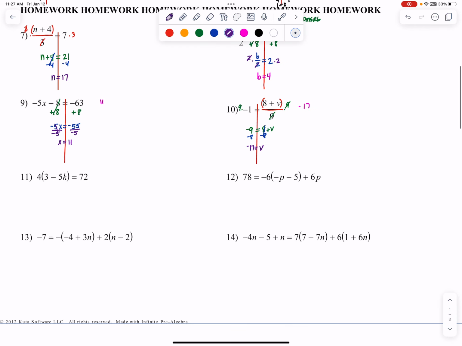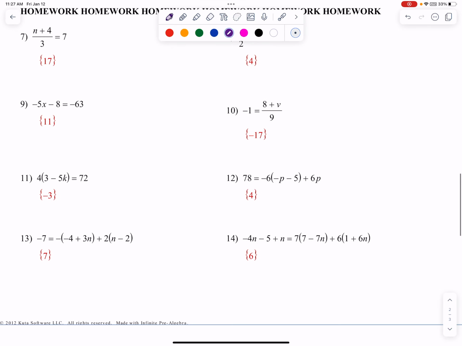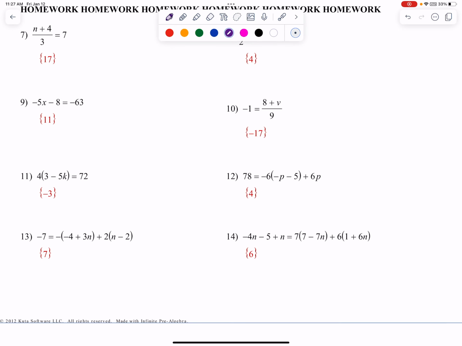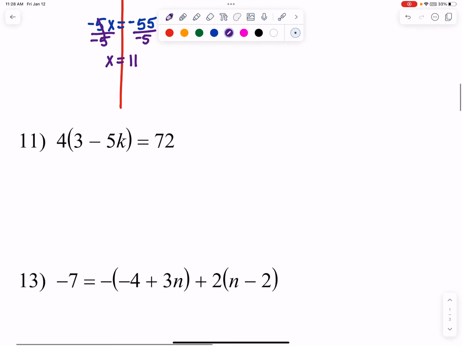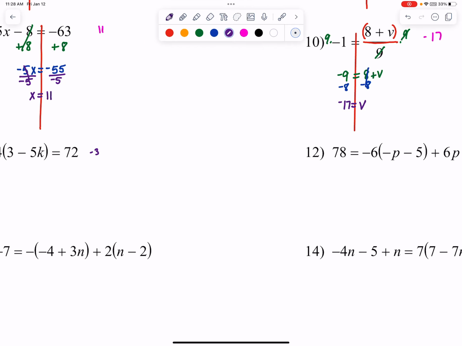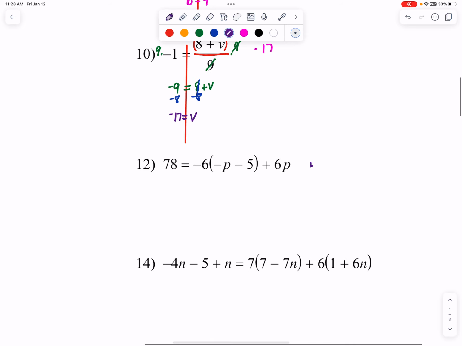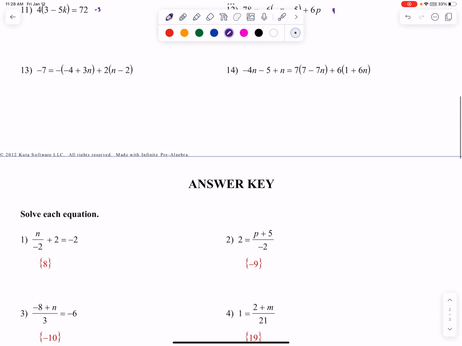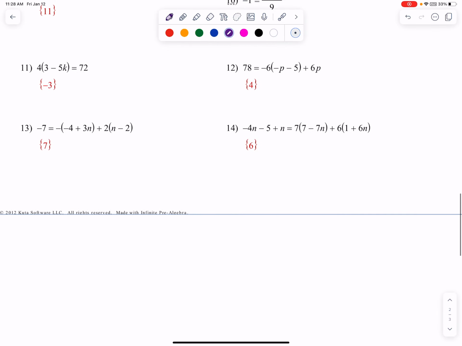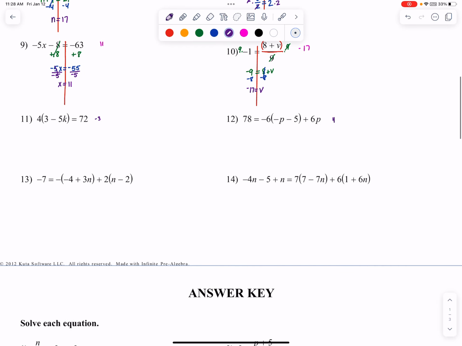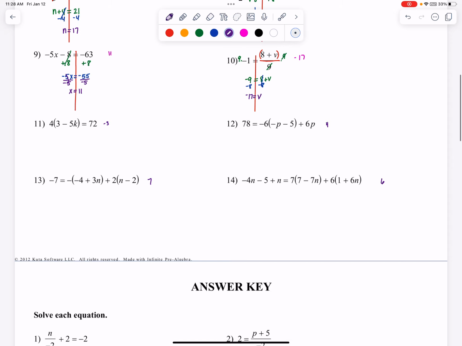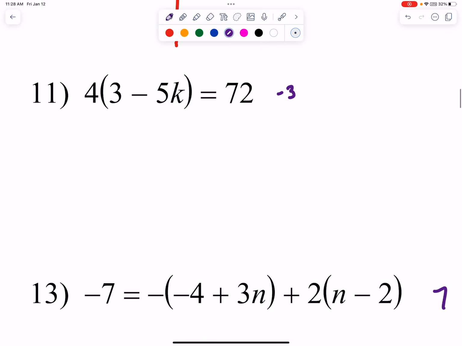Okay, let's see. Go ahead and see what 11 and 12 are. So 11's negative 3, 12 is 4. So negative 3, 4, might as well get 13, 14. 13 is 7, 14 is 6. So 7 and 6. Just going to jot that down there. That way I don't have to zoom back down again. All right, here we go.